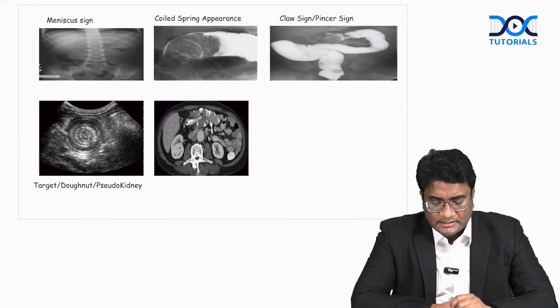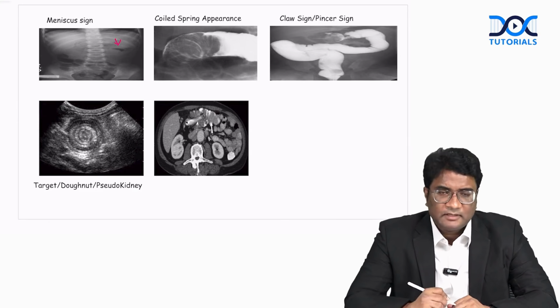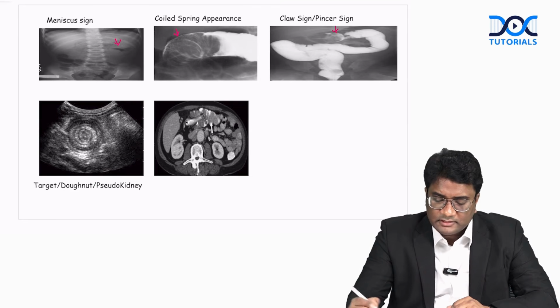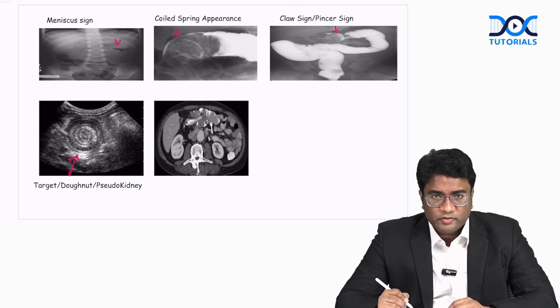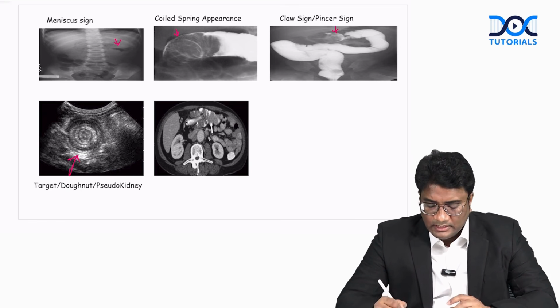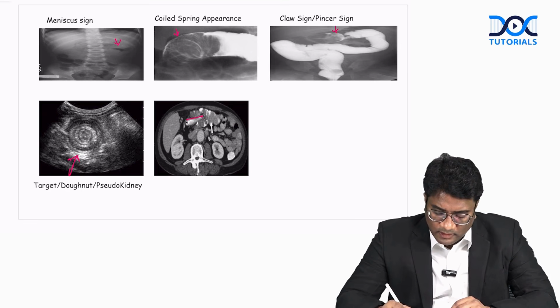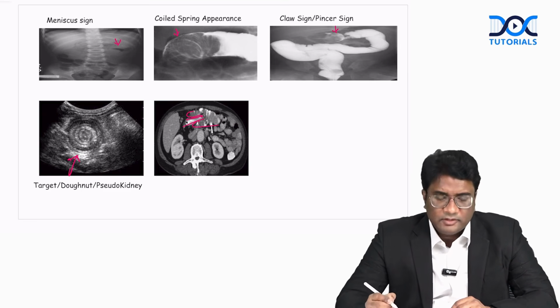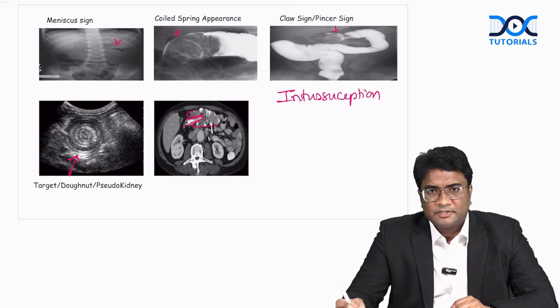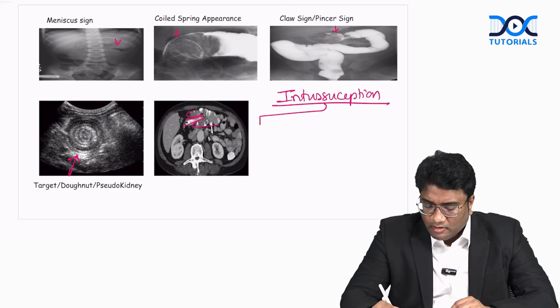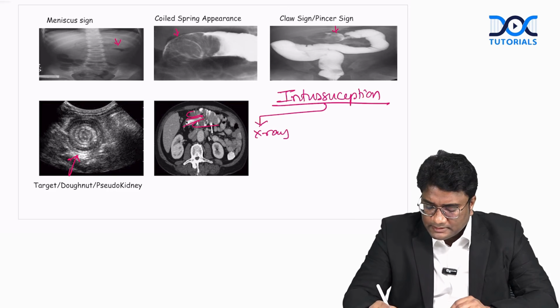And where do you see a meniscus sign on the abdominal X-ray, a coiled spring sign on barium, a pincer sign or claw sign also on the barium study, and a target sign or a donut sign or a pseudokidney appearance on ultrasound? And this is a CT scan showing one bubble going into another bubble. What is all of this? This is intussusception. So, what are the radiological findings of intussusception? Intussusception on X-ray shows you the meniscus sign.